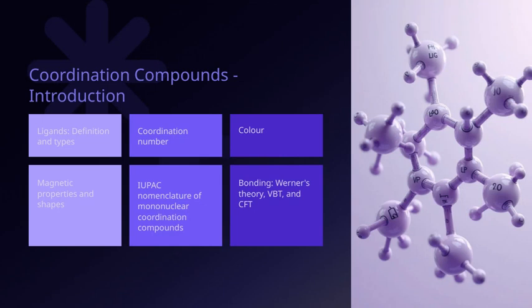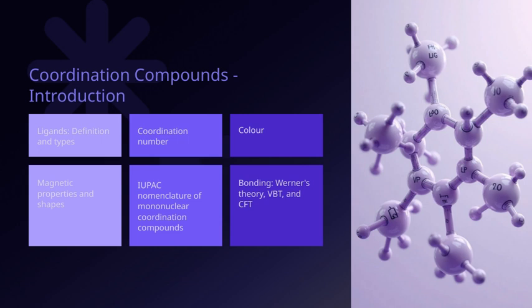Let's start by looking at bonding, which is fundamental to understanding coordination compounds. We'll explore Werner's theory, which was a groundbreaking step in explaining how these complexes form and behave. Then, we'll move on to valence bond theory, or VBT, that provides a more detailed picture of how bonds form between the central metal and ligands.